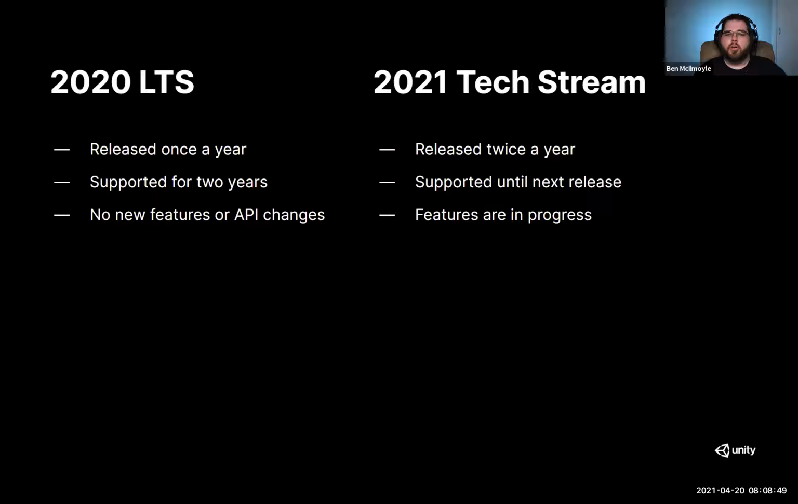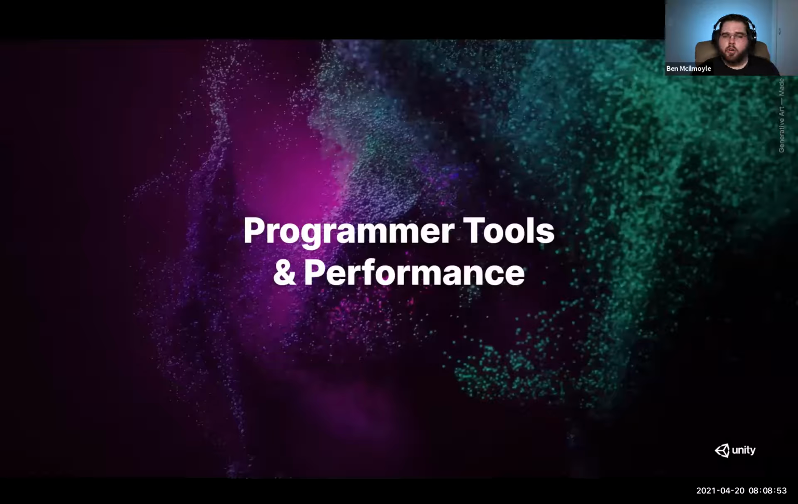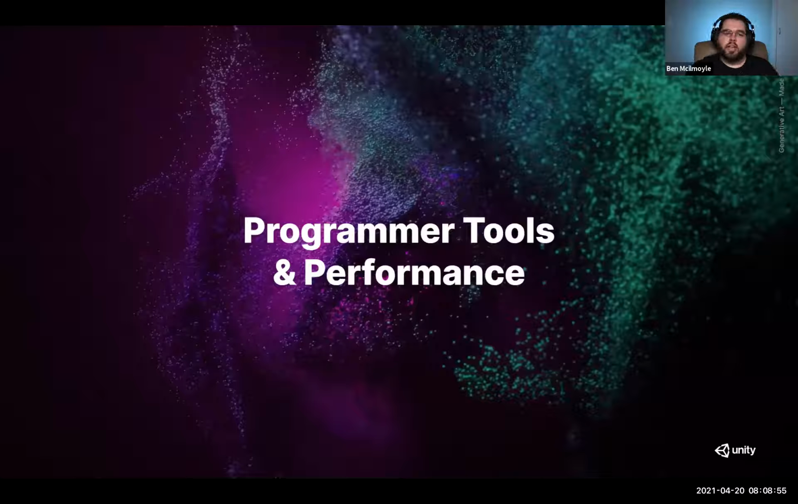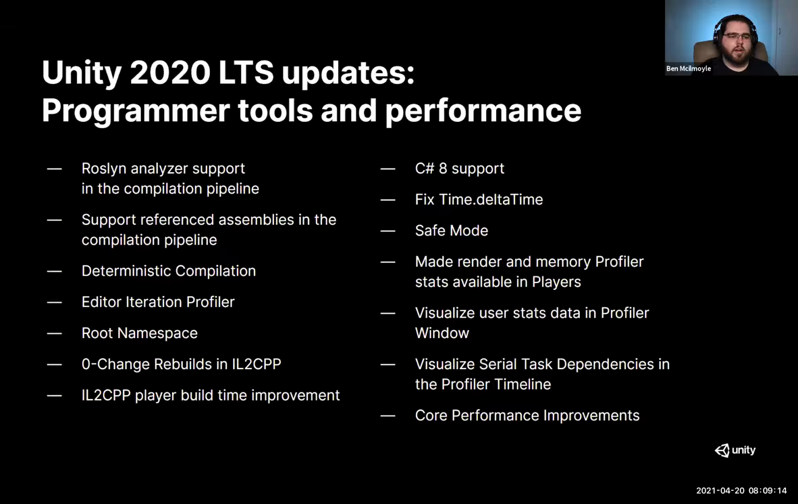But enough about comparing. Let's get into the actual 2020 LTS. Now we're going to talk about a lot of features here today. I'm going to bring up big walls of text that have a lot of the updates we've seen in Unity 2020 LTS, and I'm just going to quickly cover a few of them. And then my teammates here, Dan and Bronson, will go into depth in just a minute with a few of these features. So let's start with programmer tools and performance updates.